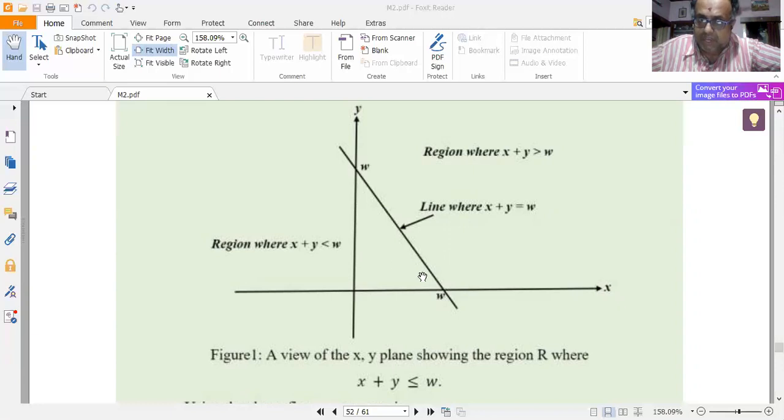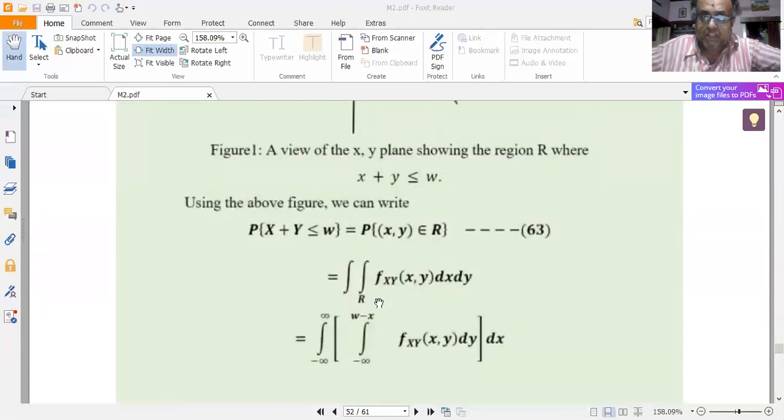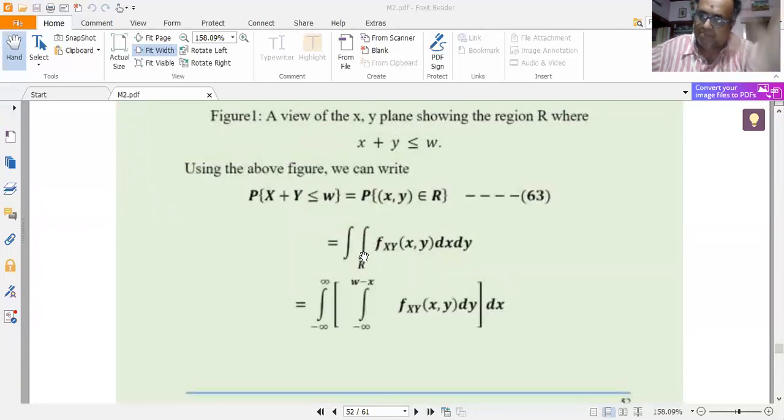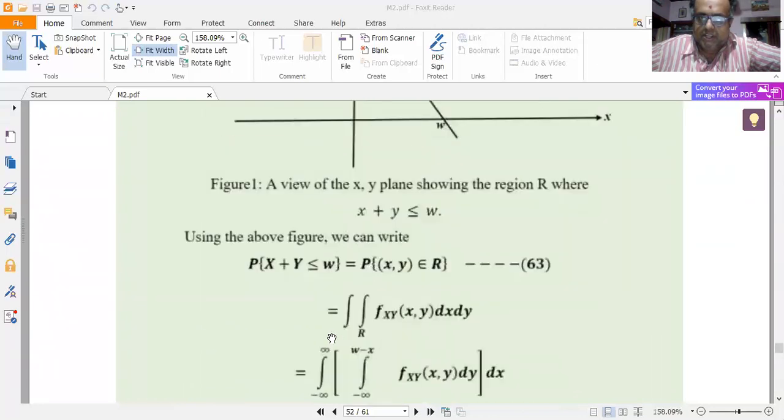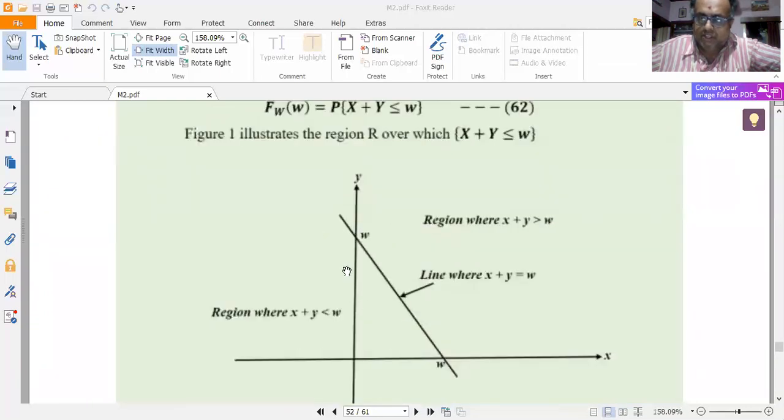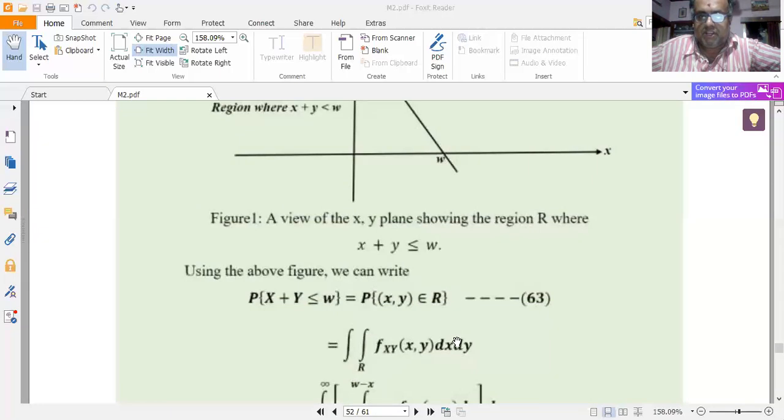The part below this straight line is the region of integration. So now we will be doing only mathematics. I can write this in many ways, but I shall stick to one method: the double integral over R of f_XY(x, y) dx dy. The region of integration lies below the straight line X plus Y equal to w, because I should have X plus Y less than w and X plus Y equal to w also. So the region below the straight line, including the line, is the region of integration.